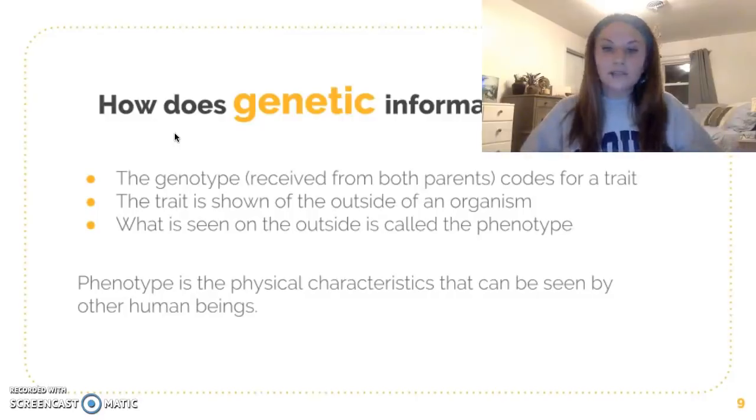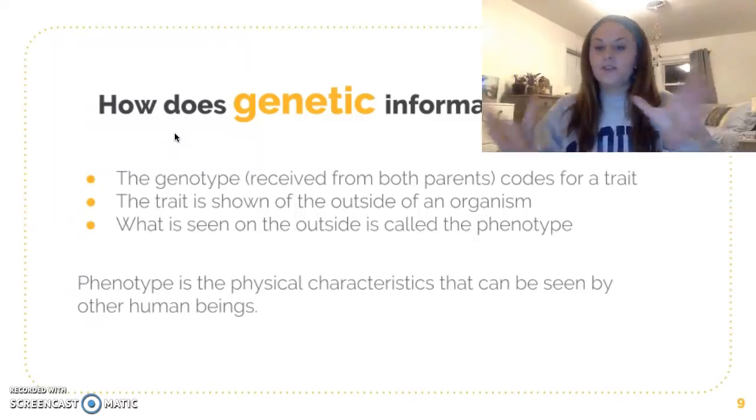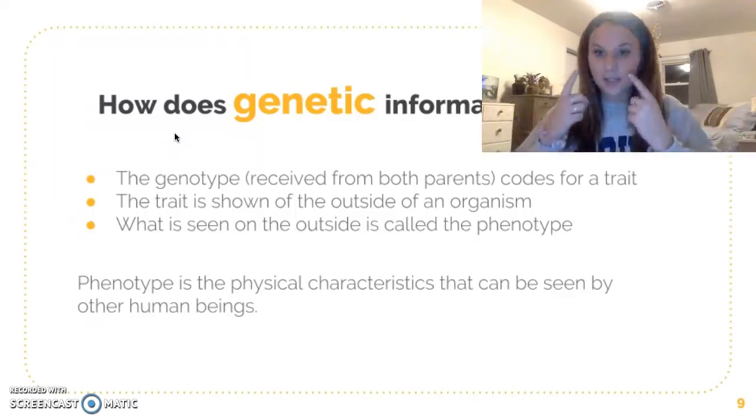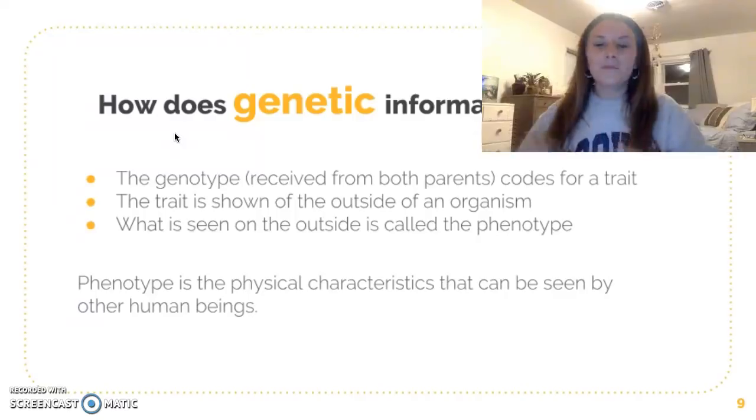So how does genetic information work? You get this information, one from mom, one from dad, so that's in the new cell. So how does that work? How is that going to affect the child? The genotype received from both parents is going to code for a trait. You have traits for everything in your body. You have traits for your eye color, for your hair color, for, remember we were talking about the shapes of your ears? For skin color, you can have traits for how tall you're going to grow. All of these things that you get from your parents, that comes from their genetic information. Their genotype helps to make up your genotype.